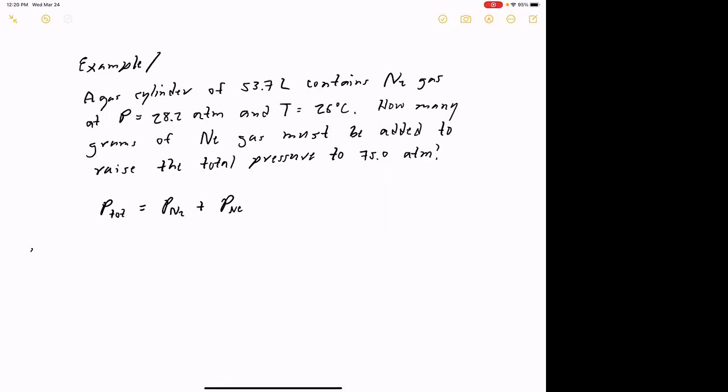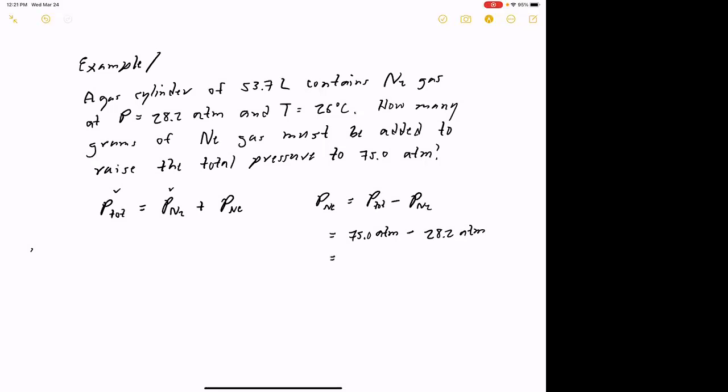Now the neon is what I'm being asked for, right? Because I have the total pressure I'm shooting for, and I have the initial pressure of the nitrogen, I can solve for the pressure of the neon, can't I? So that just turns out to be P total, what we're shooting for, minus the partial pressure of the nitrogen gas, which we're also given. If I work that out, that's the 75.0 atmospheres, the total pressure once I add both components, minus the nitrogen pressure, which is 28.2 atmospheres.